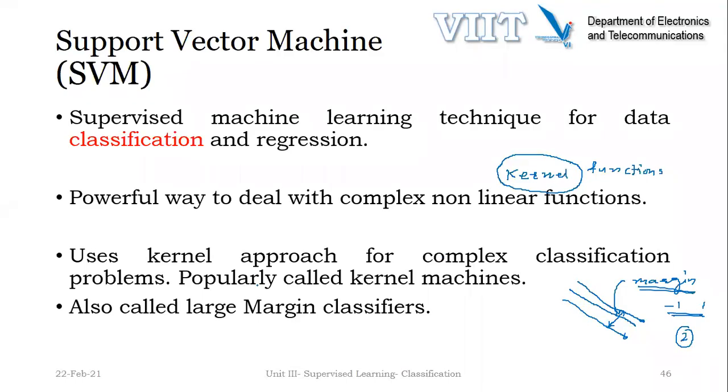So try to understand, support vector machines are basically called kernel machines. The reason is they use kernel engineering, kernel functions, also called feature engineering. We are going to talk about it. They are also called large margin classifiers, because the margin is introduced about the classification boundary to avoid misclassification. How? That we are going to see.